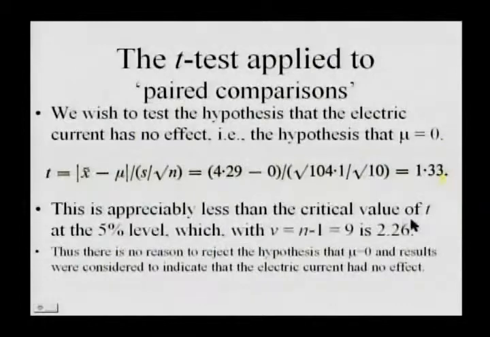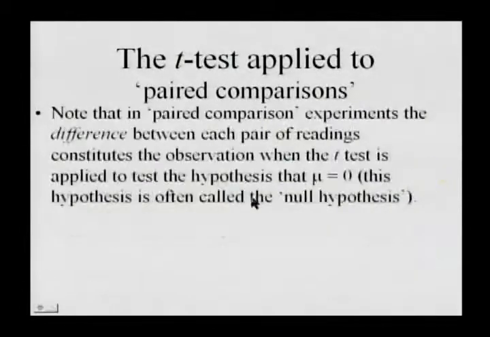This is appreciably less than the critical value of t at the 5% level, which with degrees of freedom of n minus 1 equals 9 is 2.26. Thus, there is no reason to reject the hypothesis that mu equals 0, and the results were considered to indicate that the electric current had no effect. Because our calculated or observed test statistic was not greater than the critical value, we cannot reject the hypothesis, and therefore we say that the two samples are the same. The difference is not greater than 0 statistically.